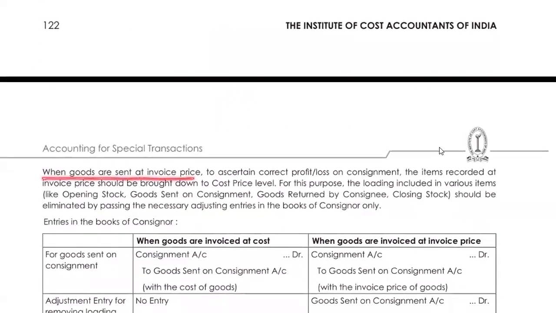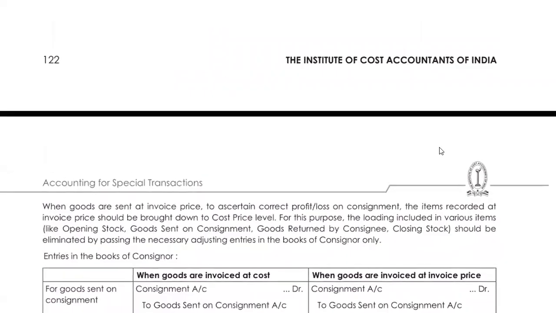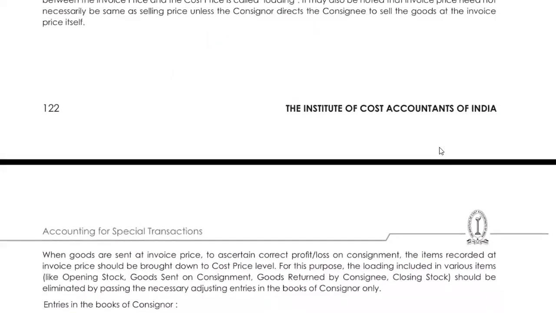When the goods are sent at invoice price, to ascertain the correct profit or loss on consignments, the items recorded at invoice price should be brought down to the cost price level. For this purpose, loading included in various items like opening stock, goods sent on consignment, goods returned by consignee, and closing stock should be eliminated by passing adjusting entries in the books of consignor only. Suppose 120 is the invoice price, loading is 20, so the cost price is 100.